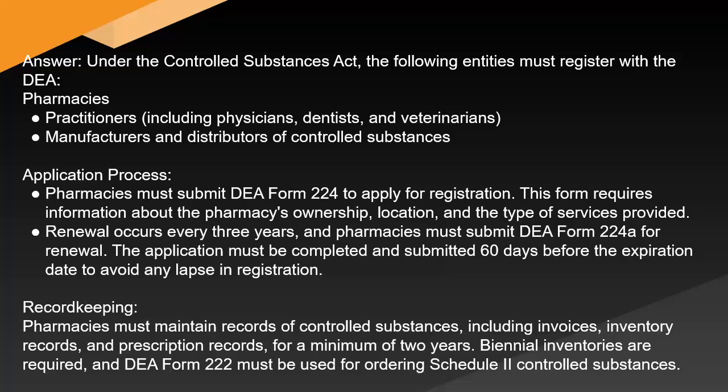Pharmacies must maintain records of controlled substances, including invoices, inventory records, and prescription records for a minimum of 2 years. Biennial inventories are required, and DEA Form 222 must be used for ordering Schedule I controlled substances.